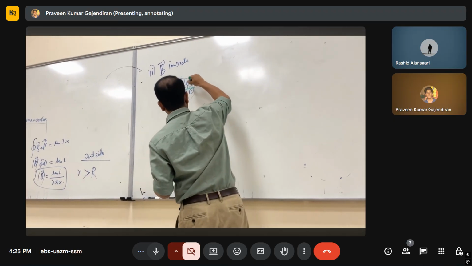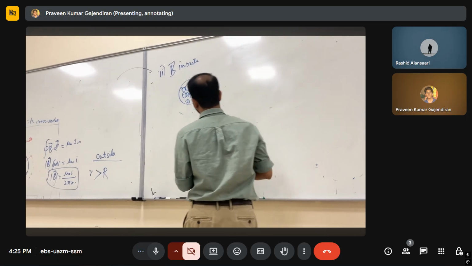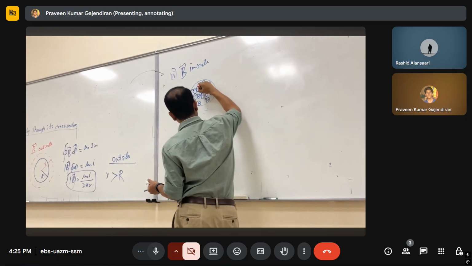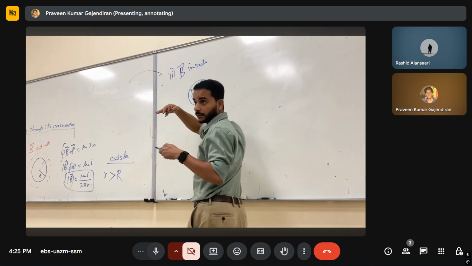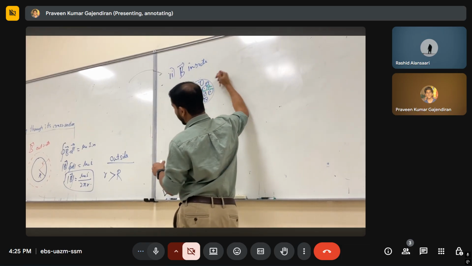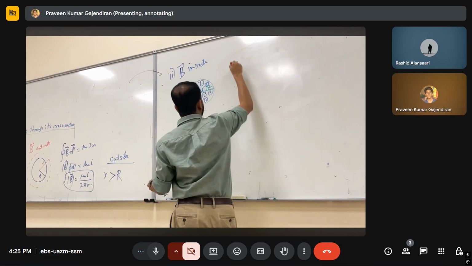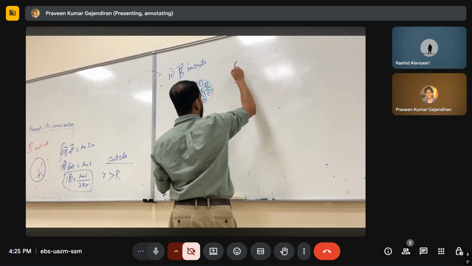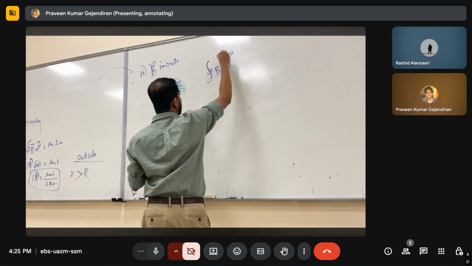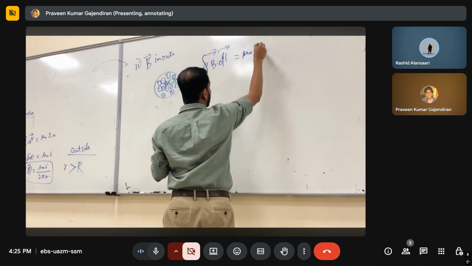This is having a radius of r. So you want to find what is inside, and you can go all the way from here up to the surface. But it should be below the surface. If you are at the surface, definitely you will have all the currents included in this equation. So this will be B dot dl equals mu0 times I.